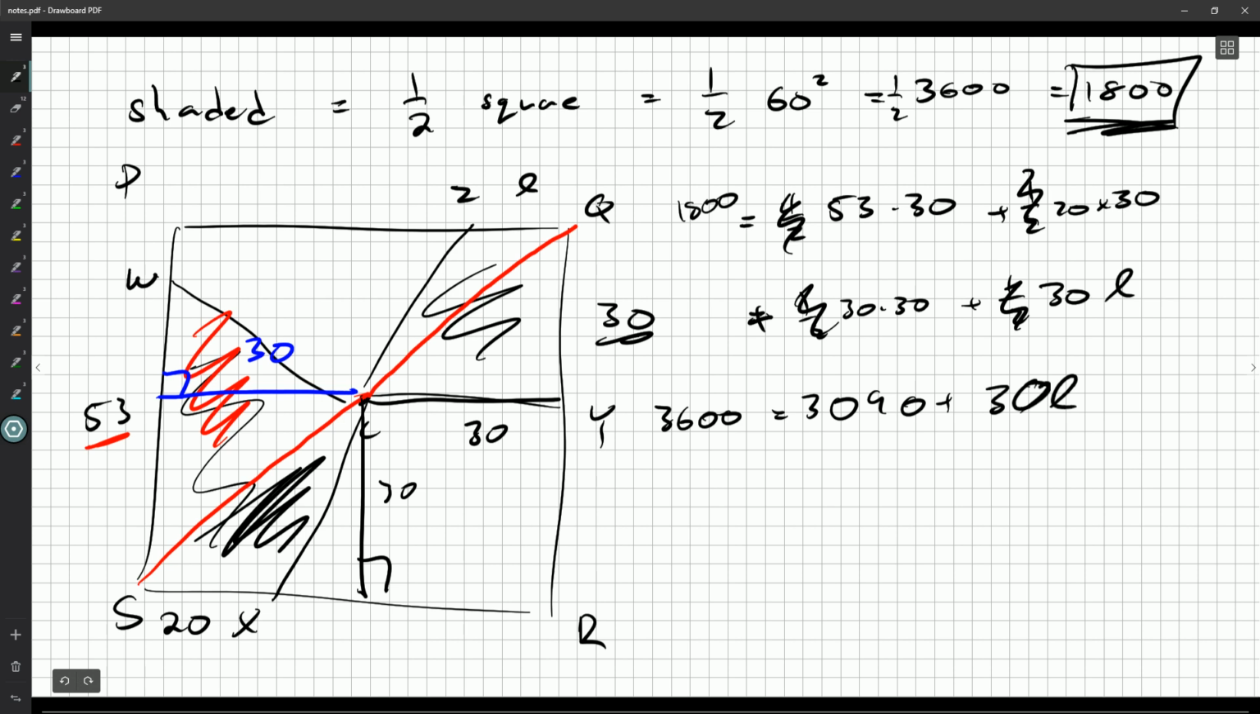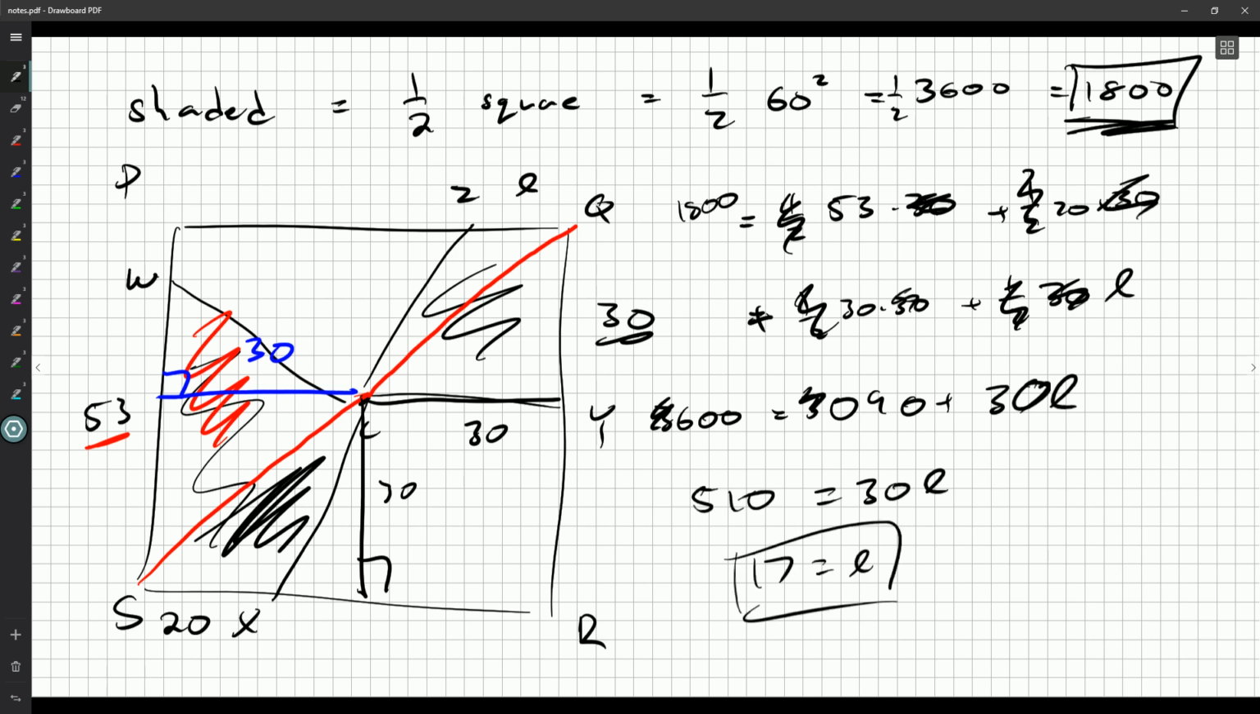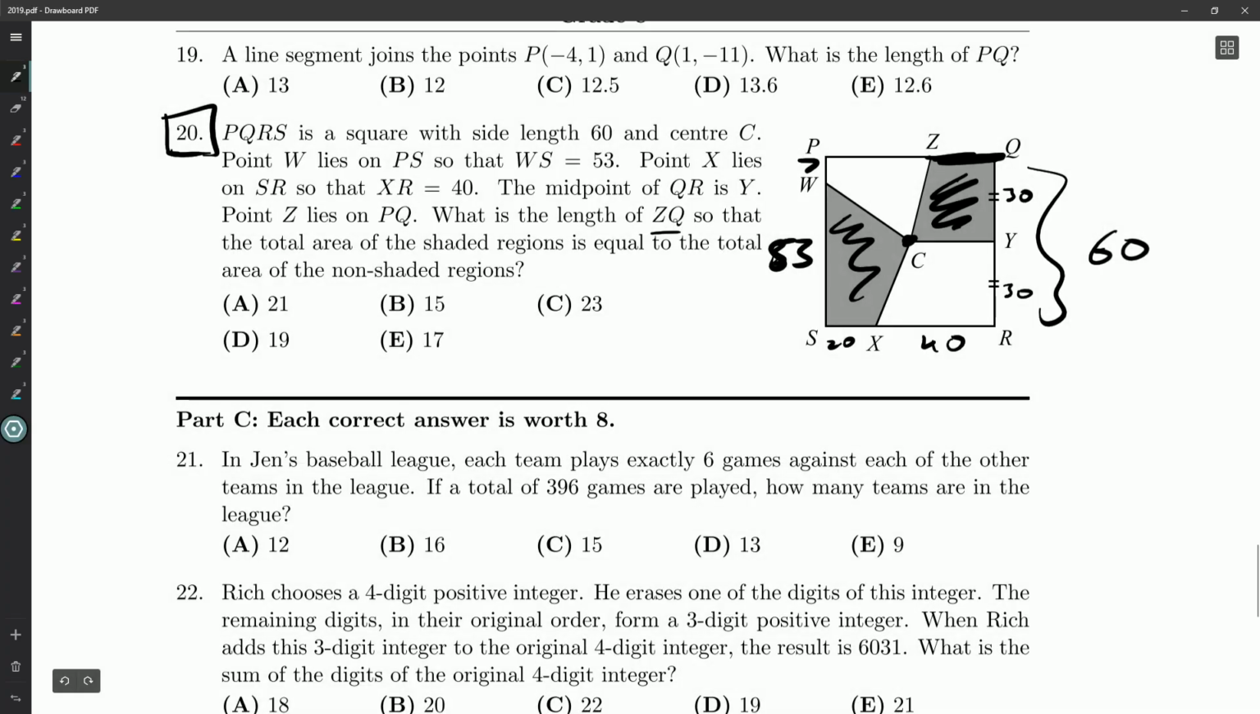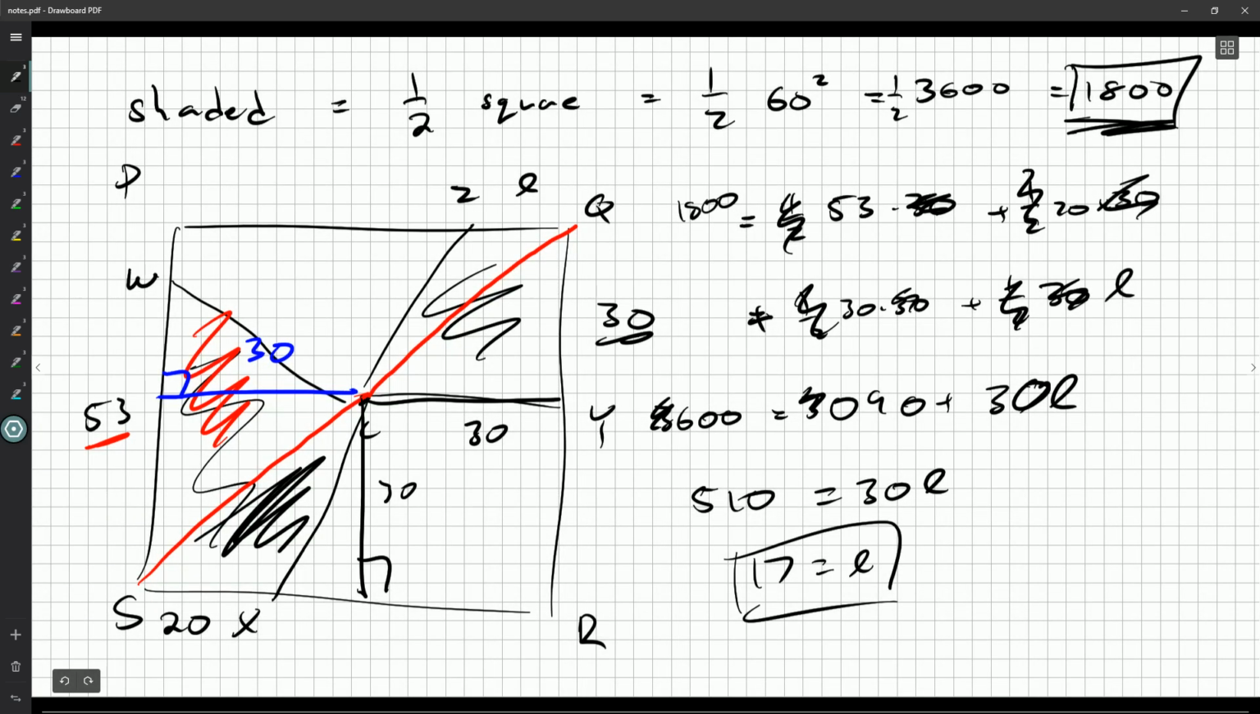Another thing you could have done, if you're going to multiply by the 2, you could have divided everything by 30, canceling that out. I don't see the need to do that early on. It's a little bit of a time save. So the 3,000s cancel out. 600 minus 90 is 510. And if we divide both sides by 30, we'll get that L has to be 17. So 17, and it's sitting right there. Our answer is going to be E, and that finishes off part B.